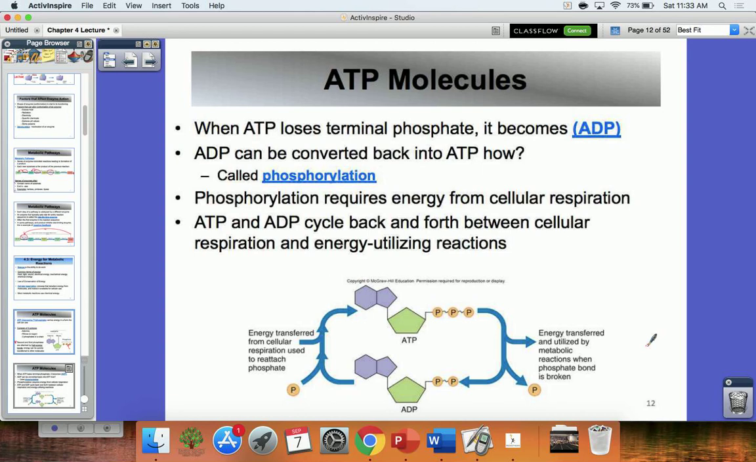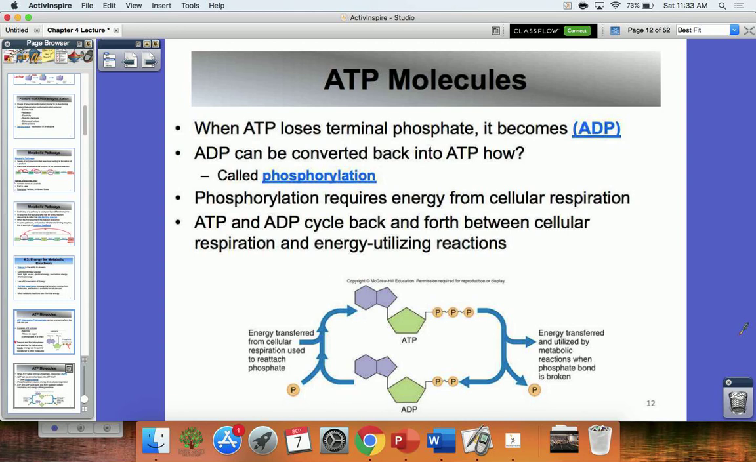So we also have a molecule called ADP. When ATP, remember we have adenosine triphosphate, loses that last phosphate group, it turns into adenosine diphosphate. That means that it now has 2 phosphate groups.